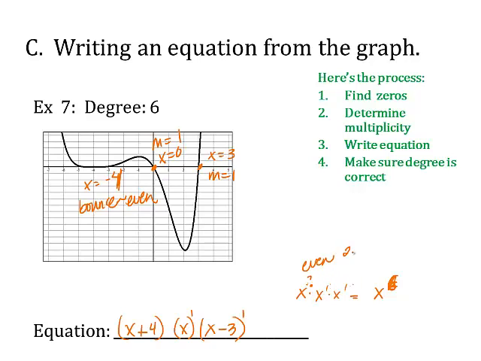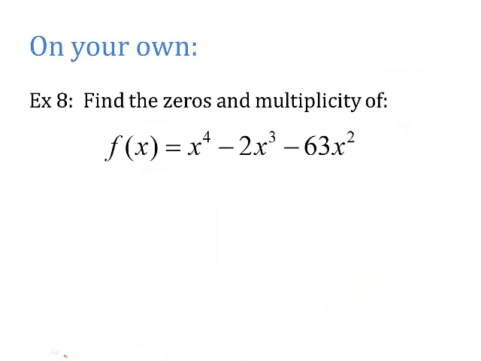A 2 didn't work, but does a 4 work? 4, 5, 6, a 4 does work. So I know that the multiplicity is a 4. Again, it's bouncing off, and the same rule applies: the higher the even number, the flatter the bounce. So don't be surprised if you see that. You just need to recognize that it's not crossing the x-axis there. It's a skill, and you'll develop it as we go along. All right, on your own, I want you to find the zeros and the multiplicity of this equation. Try it, and we'll work on it in class tomorrow.